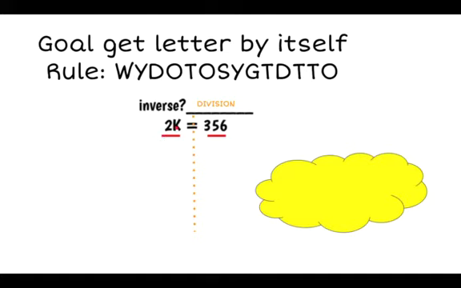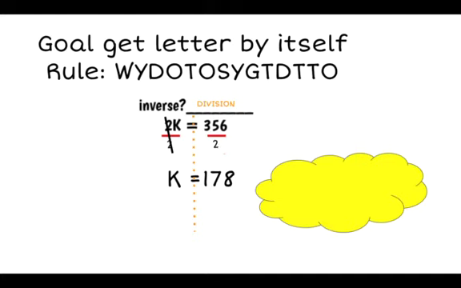And what do I divide 2k by to get k by itself? What can I divide 2 by to make a fraction equal to 1? 2. And if I divide this side by 2, my rule says I got to do it to the other side to keep it balanced. 2k divided by 2, the 2's cancel out, and I get k. 356 divided by 2, well, I can use my calculator to help me figure that out. 356 divided by 2 is 178.